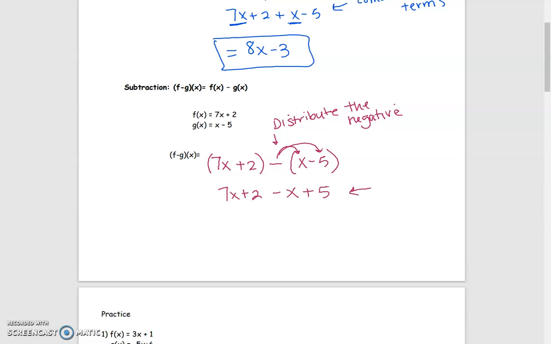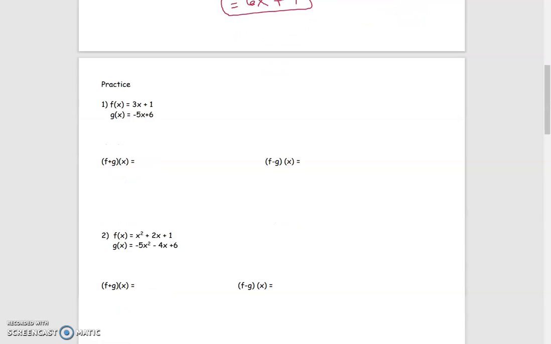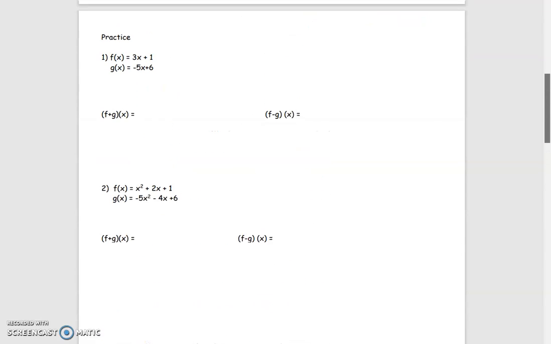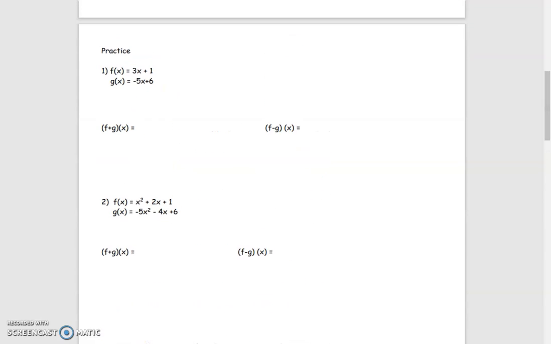And then we're going to combine like terms. So 7x minus x, that's a 6x. 2 plus 5, that's 7. And we're done. So very similar to addition, we just have to make sure we distribute that negative.